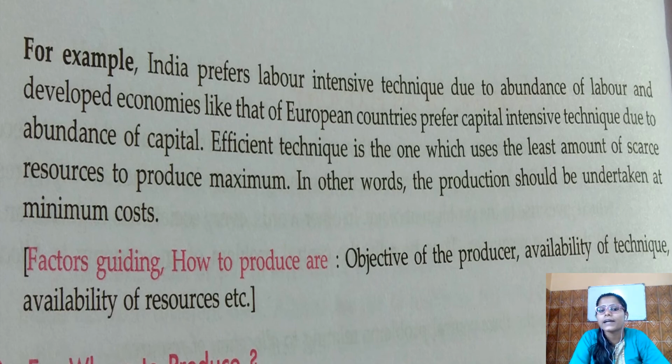And the factors are the objective of the producer, availability of techniques, availability of resources, etc. That means the country should choose such an intensive technique for which the resource is not scarce, or is in abundance. In India there is abundance of labor, and in the USA or European countries there is abundance of capital. So here the choice is whether the economy chooses labor intensive technique or capital intensive technique.